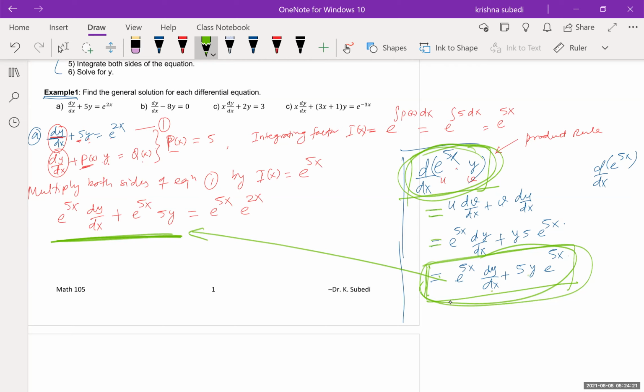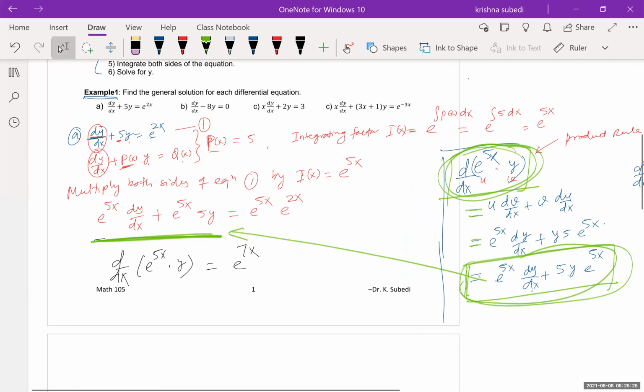So I can write the left hand side equals d over dx of e to the 5x times y. I can write the whole thing, there are two terms on the left hand side, I can simply replace that by that. Equals e to the, when you add them, you're going to get 7x. Any questions so far? Now, this is what we got.